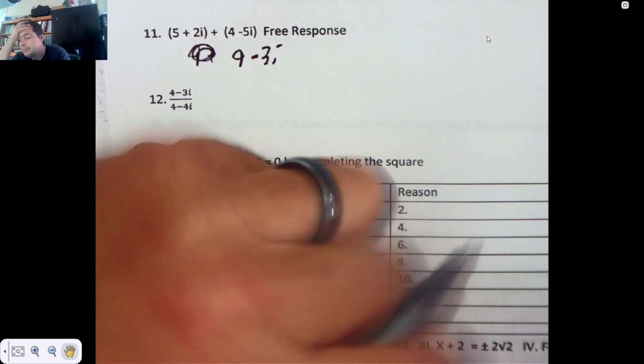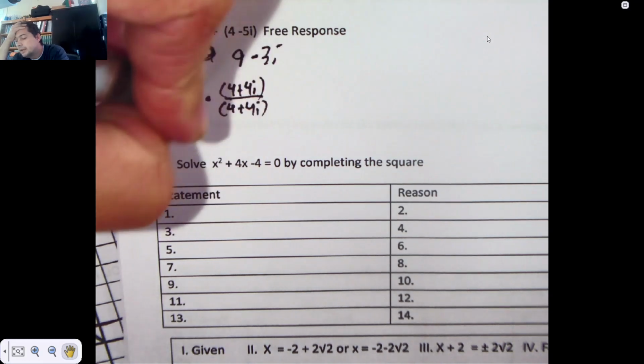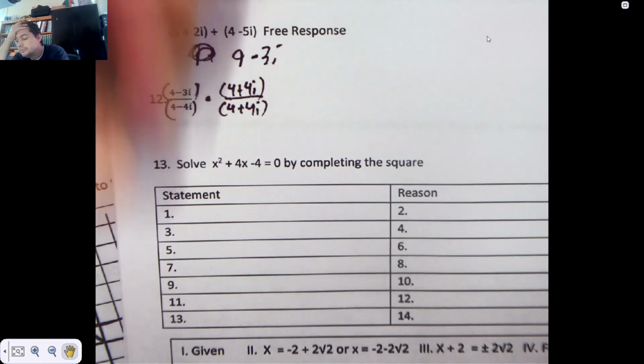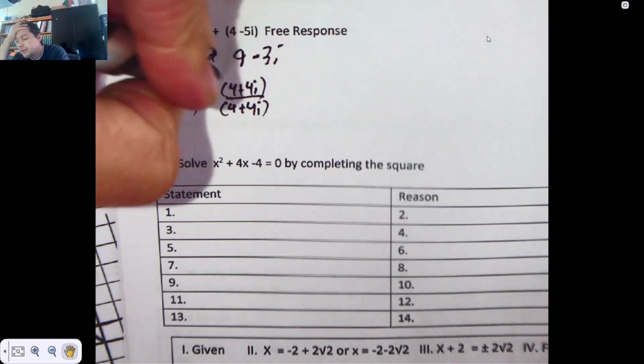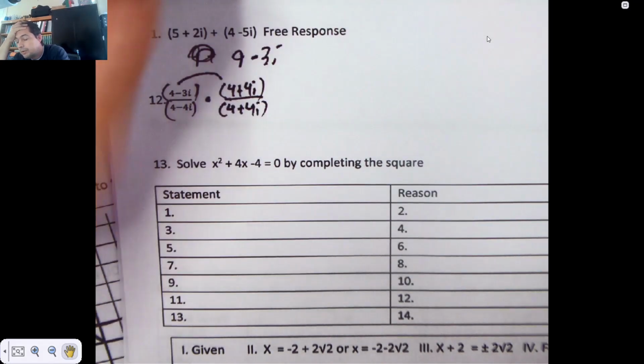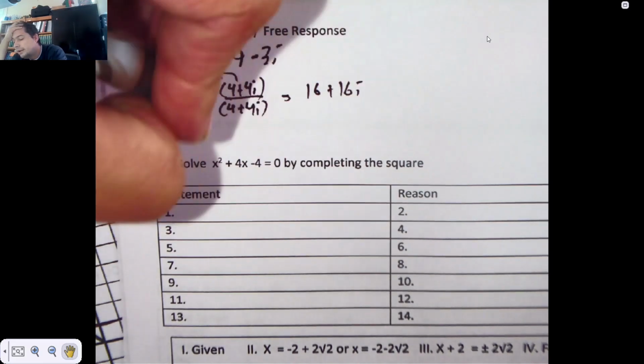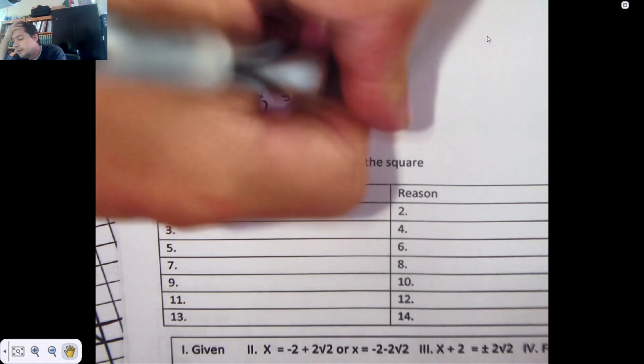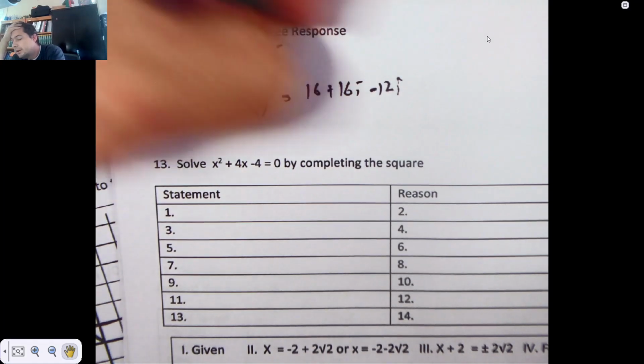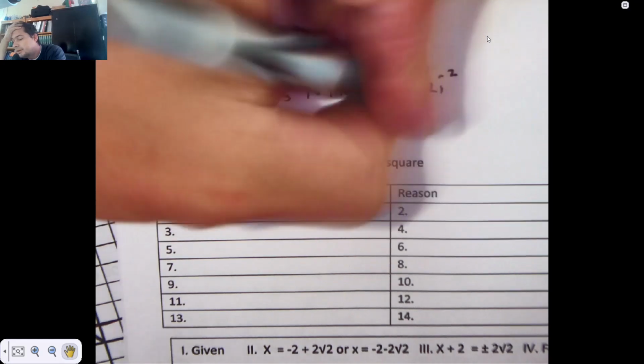Clean this bad boy up by using the conjugate of 4 minus 4i, which happens to be 4 plus 4i. And this will take some time. I hate it for you, but it will. It's the numerator that's the pain in the butt, because you got to do the full FOIL process up top. We'll get 4 times 4, which is 16, 4 times 4i, which is 16i, negative 3i times 4 is minus 12i, negative 3i times 4i is minus 12i squared.